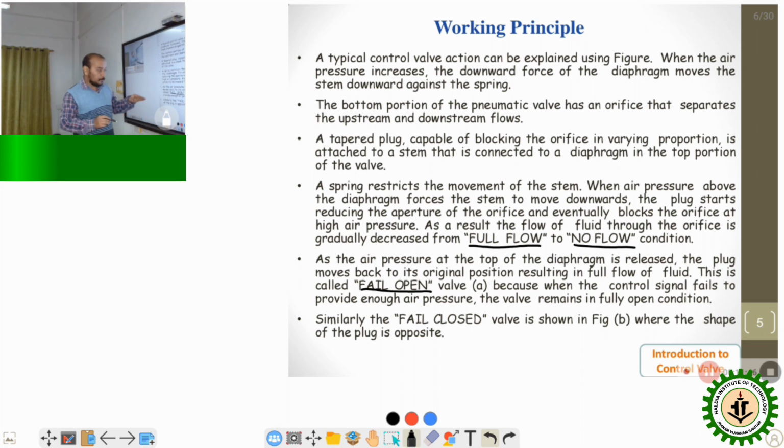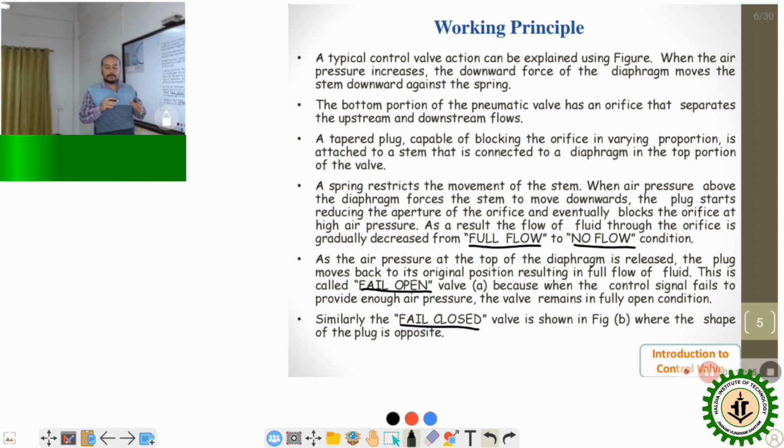And these are called the two operating conditions of the control valve. One is known as the fail open type of valve: when the control valve signal fails to provide enough air pressure, the plug does not restrict the orifice area, so at that time the total liquid can flow through it. If you are not able to provide any air pressure signal, your control valve is totally open. And obviously, the other option we have is fail closed.